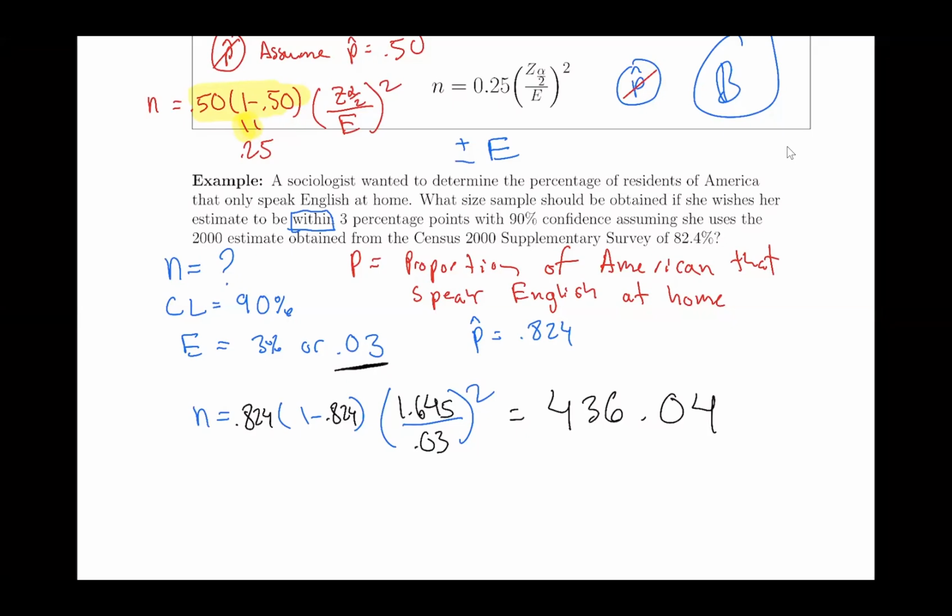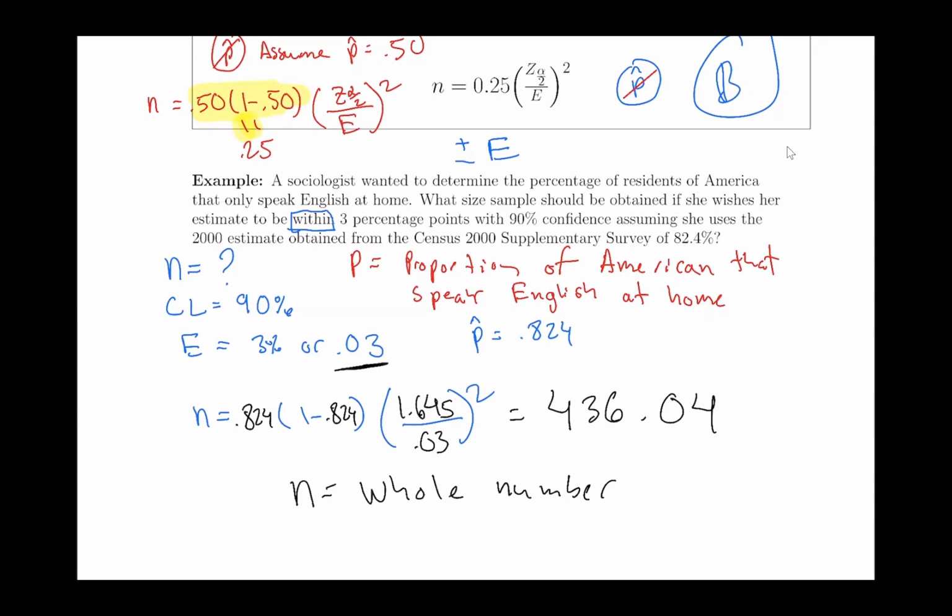So up next, we're going to find the final answer, because the 436.04 is not the final answer. If you remember, sample size is always a whole number. It's not like you could have half of a sample. Either you have that sample or you don't have the sample.